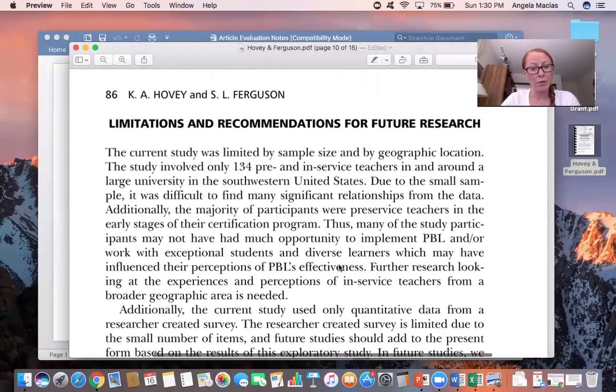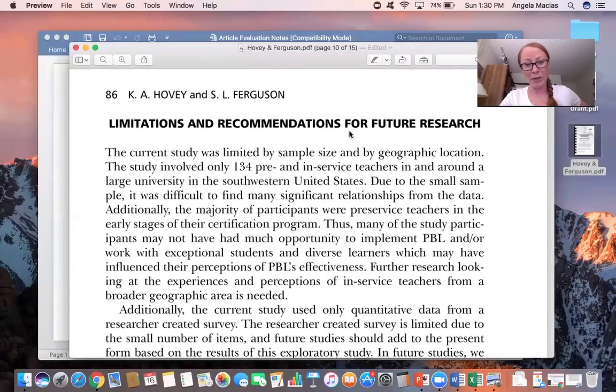Now, some articles will include things like this, limitations. Limitations would be explaining how this study is limited. It's not comprehensive of everybody, right? We are going to explain, well, it's limited in the fact that it's only pre and in-service teachers at this area in this university. Doesn't mean this is what all teachers think, right?